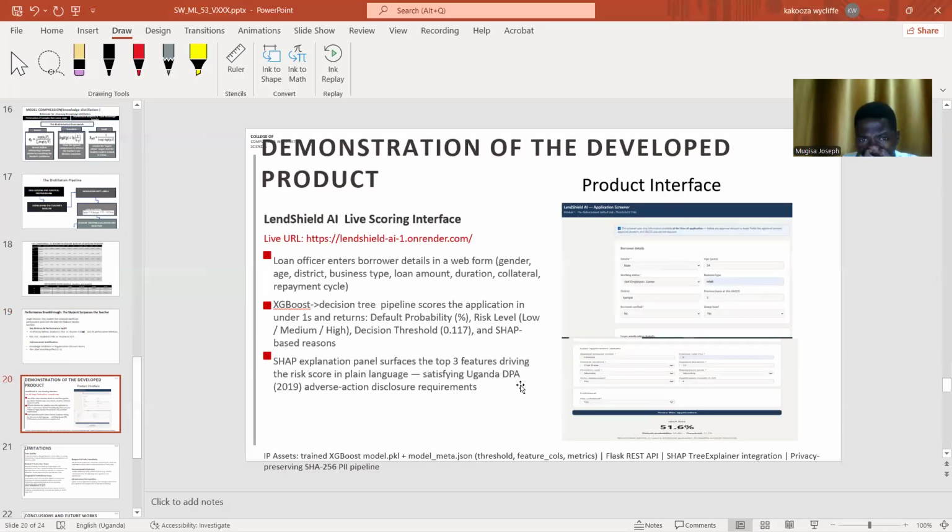Then we have our interface, how it looks like. This is the link to the model that is deployed. The officer just enters the details and afterwards gets their predictions and also gets an explanation for why the prediction is saying whatever it's saying.